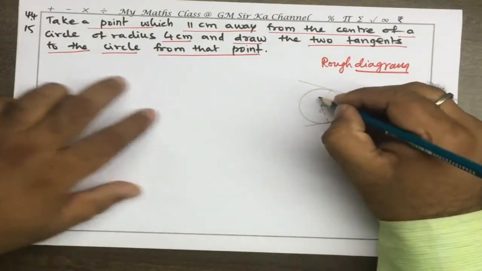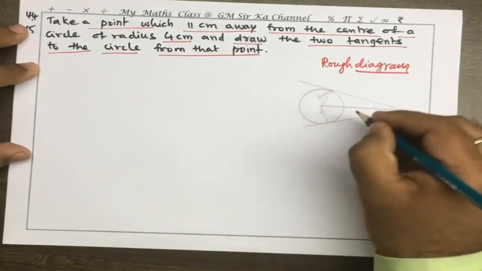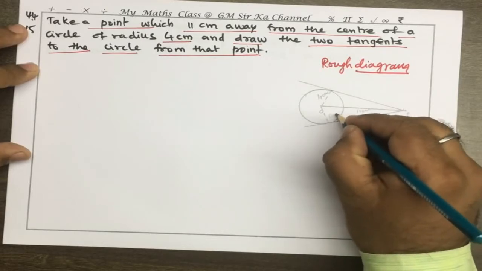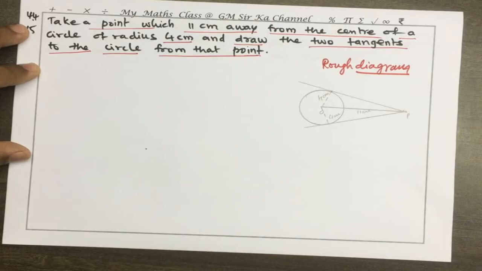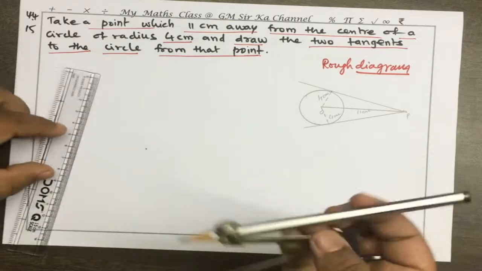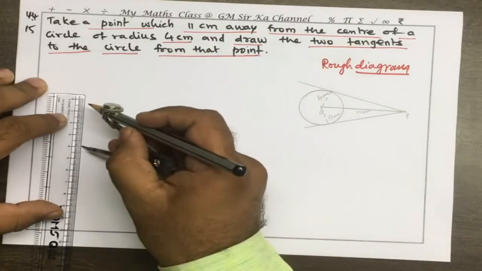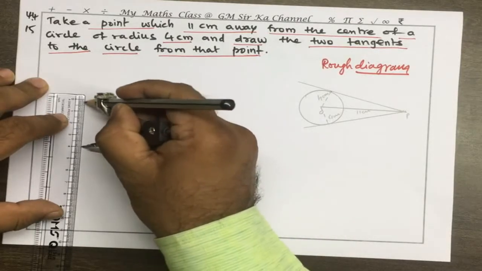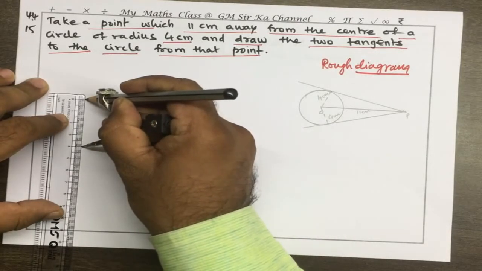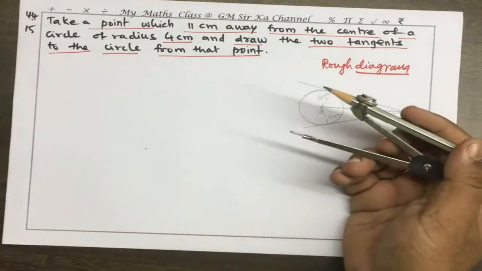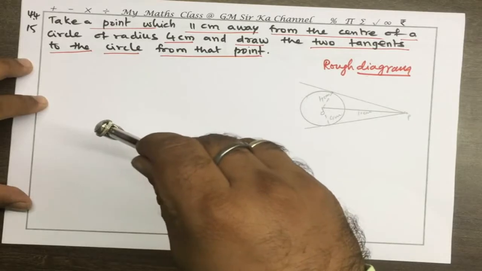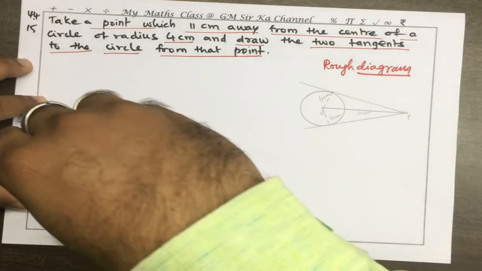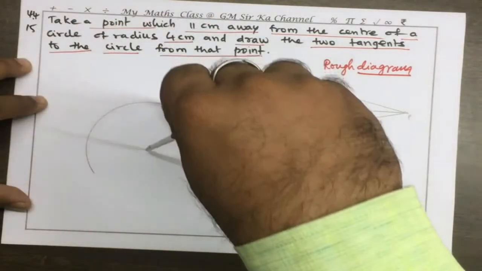Radius 4 centimeter, 11 centimeter away from the center of the circle. Any point center of the circle is taken, with the radius 4 centimeter in the compass. We will draw the circle now. 4 centimeter we have to take in the compass. Draw the radius like this. We have to draw the circle.